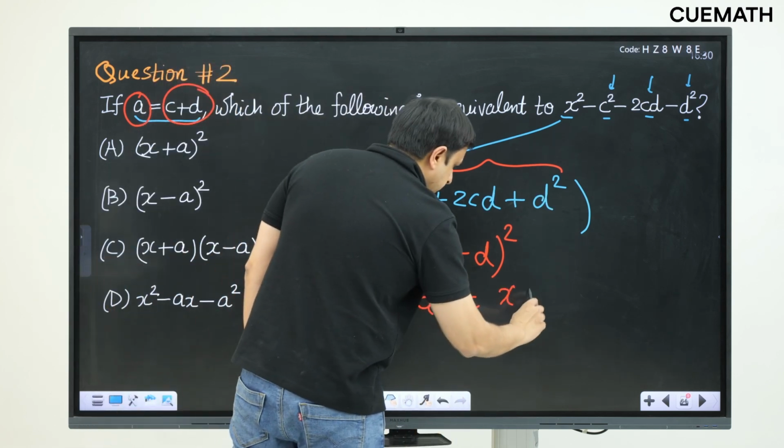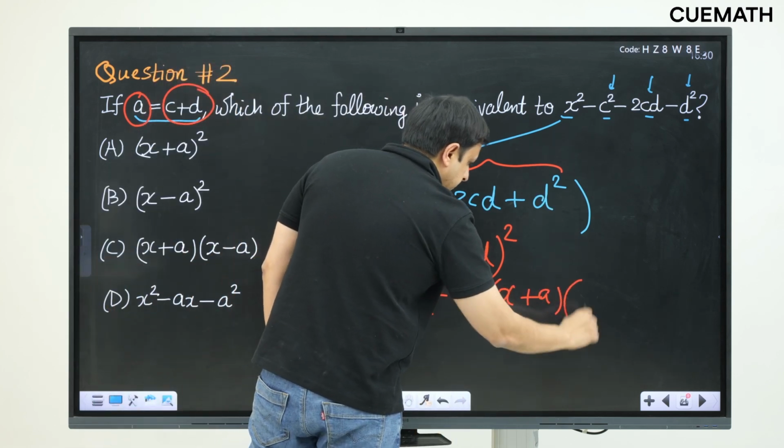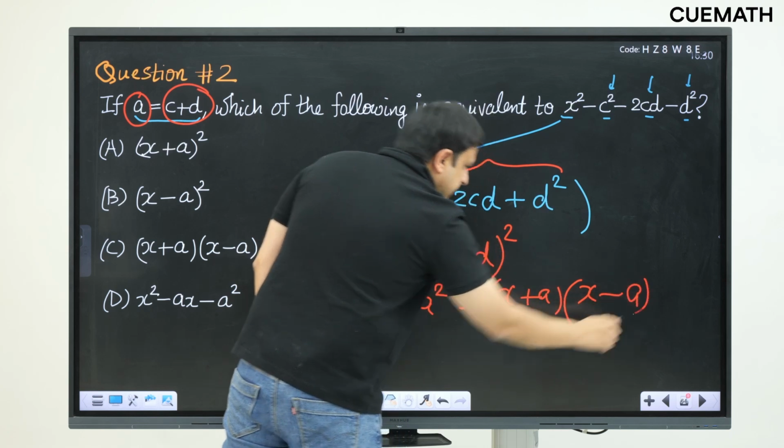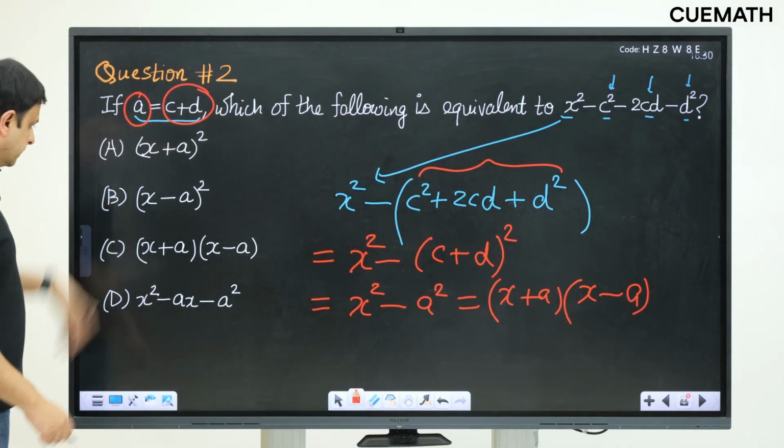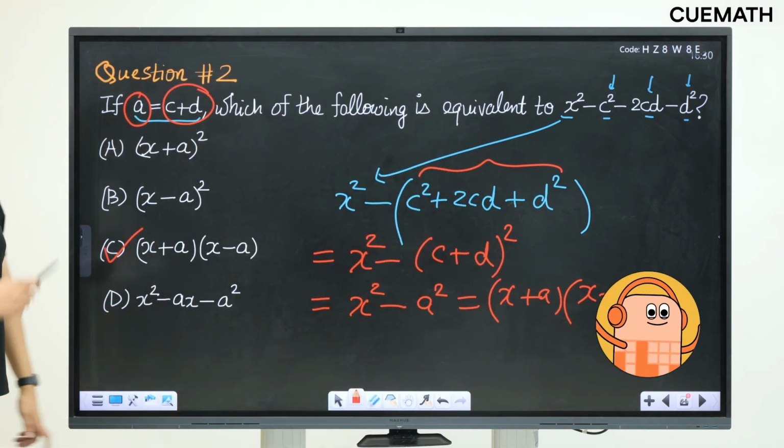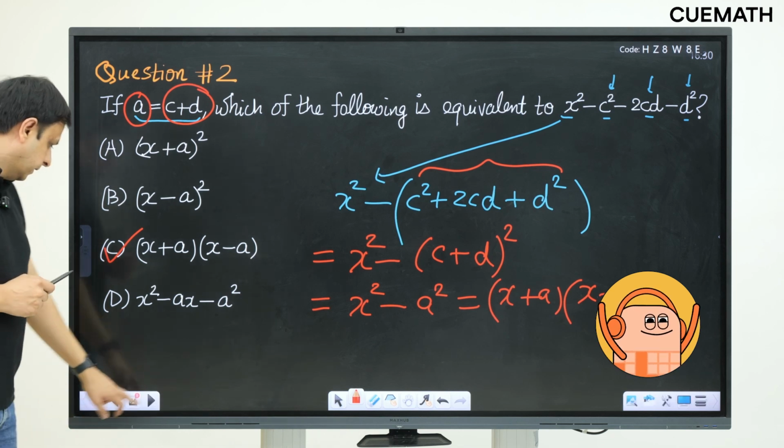So let me write this, x plus a times x minus a. So that's our answer, which in this set is option C. So option C is the correct answer here.